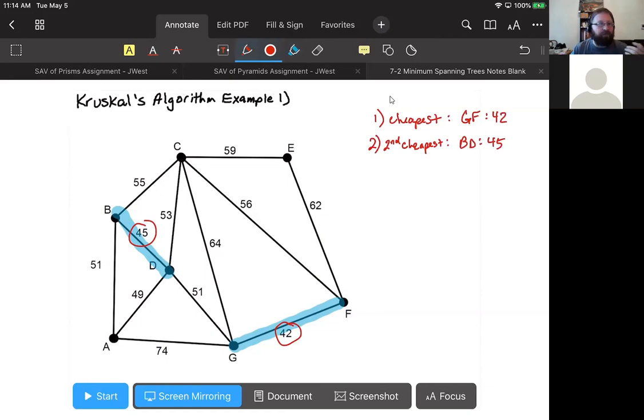Okay? Now those are not connected. If they're not connected, then there cannot possibly be a circuit forming. So there's no eliminations, and we just pick the next cheapest. Well, the only other one that's below 50 is this 49 right here. So we would pick AD next.